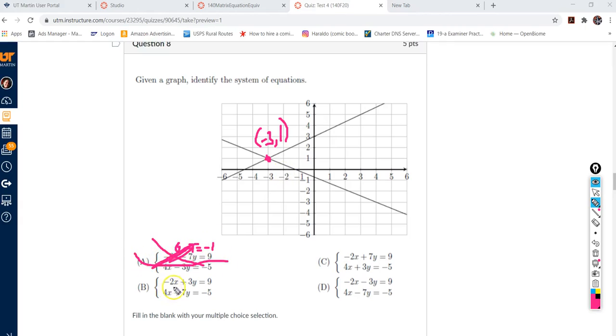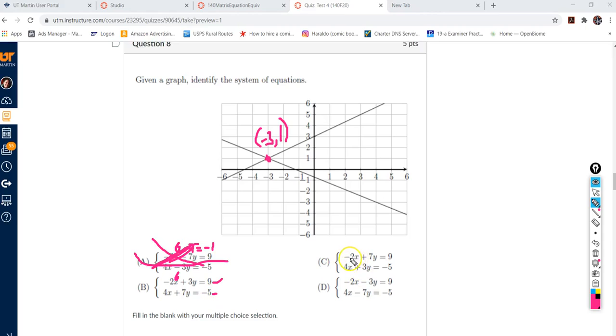All right, what about here? -3, +1. So I would have +6 plus 3, and that works. So I don't know yet, but it's still in the running. And here, -3, so that'd be -12 plus 7. So -12 plus 7 would be -5, so that works there. So far that's in the running.